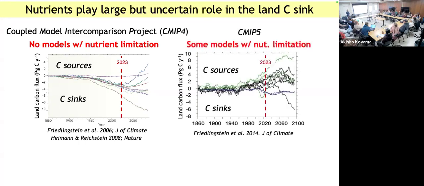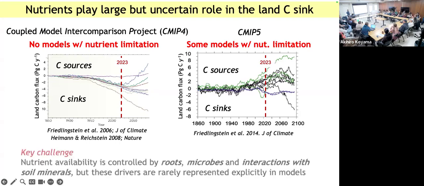And recently, in CMIP5, a group of these models started to put nutrient limitation into the models with the idea that maybe this will help us narrow the scope of these different model projections. Again, each of these different colors is a different model looking into the future, trying to model the land carbon sink, and it didn't really help. And that's because it's very difficult and challenging to model nutrients.